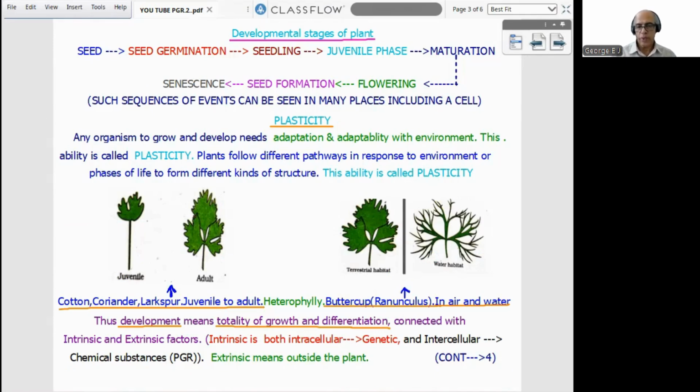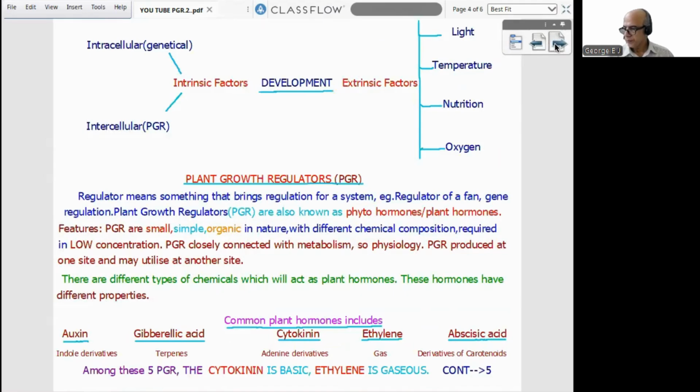With the two sets of leaves, one is growth pattern, one is environmental pattern, heterophylly. Then the last part, intrinsic as well as extrinsic. Intrinsic is both intracellular and intercellular. Extrinsic means climatic conditions. Then plant growth regulators. What are plant growth regulators? What is their other name? Phytohormone, plant hormone, PGR. What are the features of PGR? And where it works, where it is produced. And common PGR. Chemically, they are different. Properties are also different. Auxin, gibberellic acid, cytokinin, ethylene, abscisic acid.